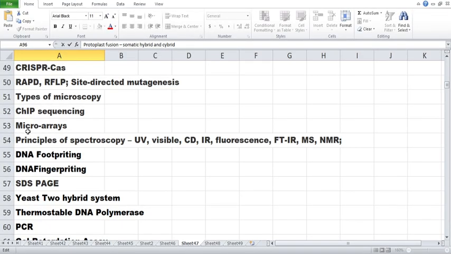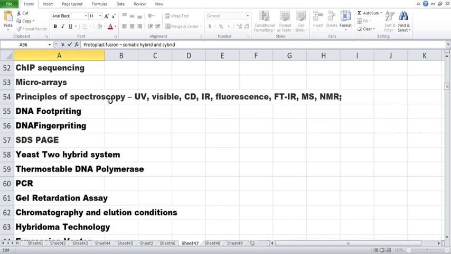Next, you should know about microscopy. You should know about each and every microscopy, like what is the purpose of the dark field microscope, when confocal microscopy is used, and you should also know a few equations related to microscopy. Next, you should know about ChIP sequencing, microarray. You should also know about spectroscopy. Then when UV-visible is used, when IR is used, when NMR is used, when CD is used.